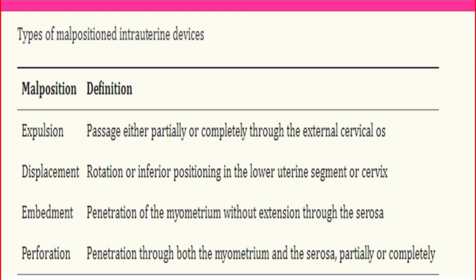This table includes the types of malpositioned intrauterine devices and their definitions. Expulsion means passage either partially or completely through the external cervical os. Displacement means rotation or inferior positioning in the lower uterine segment or cervix.